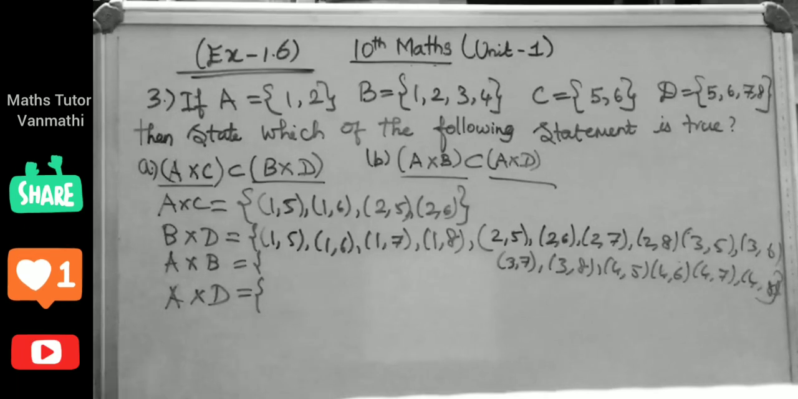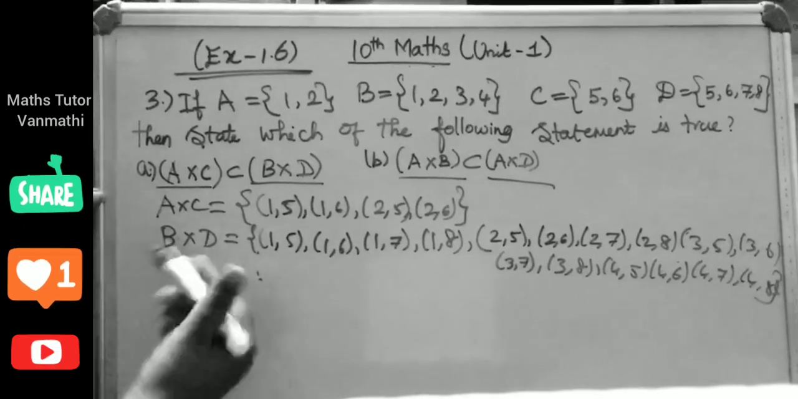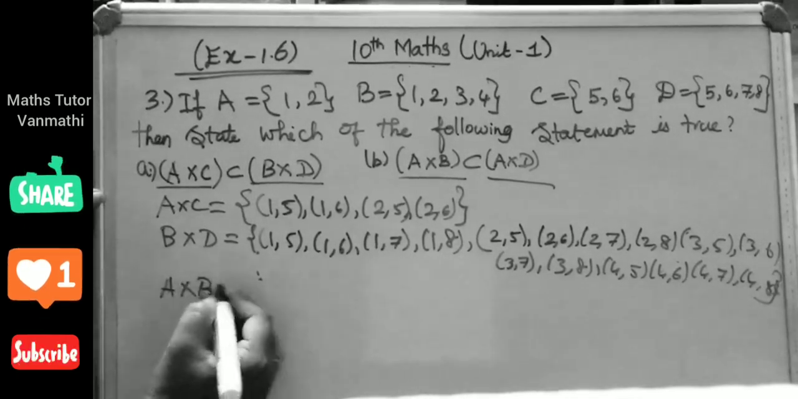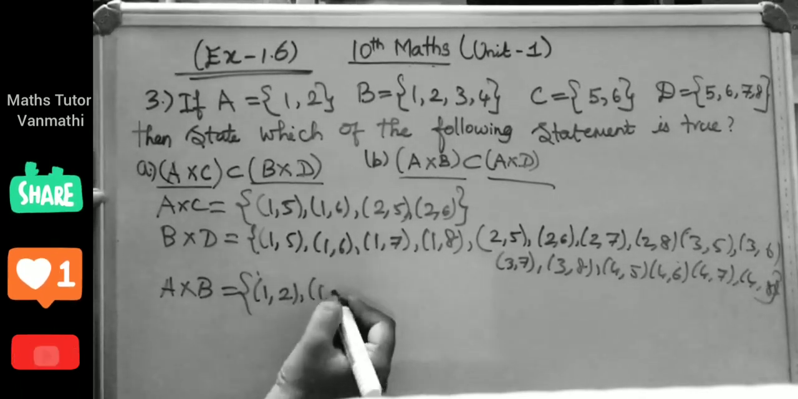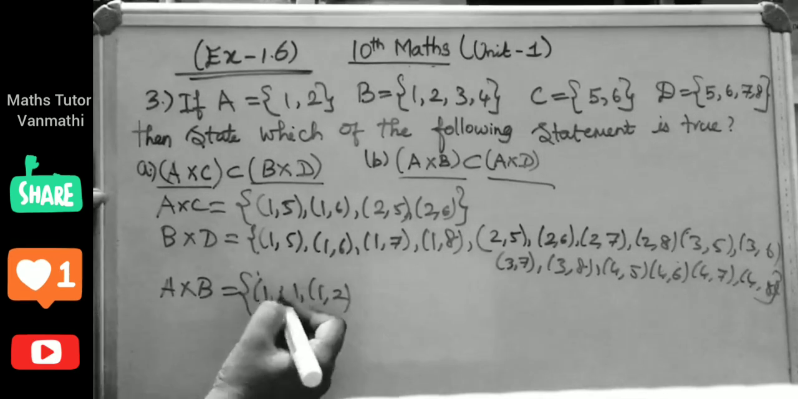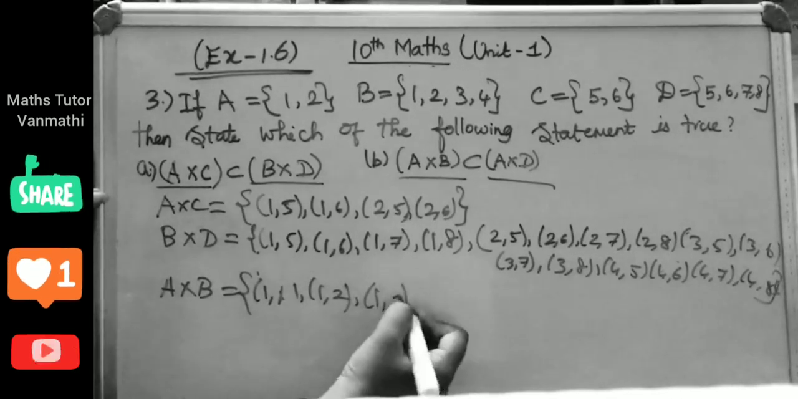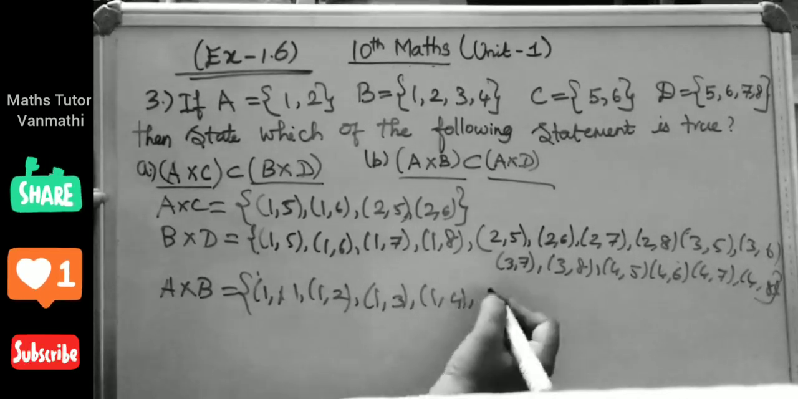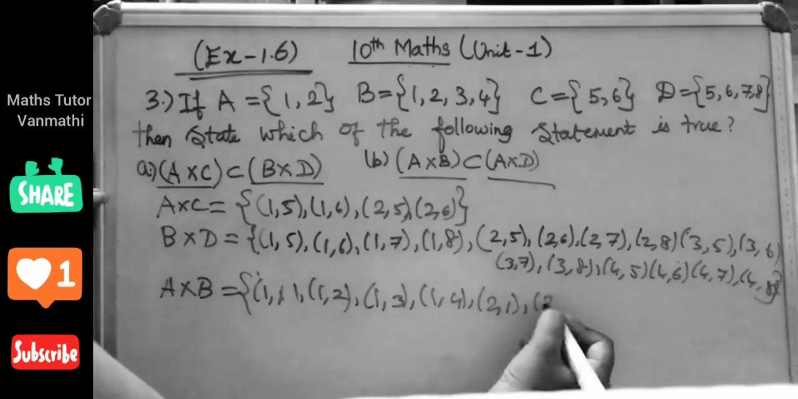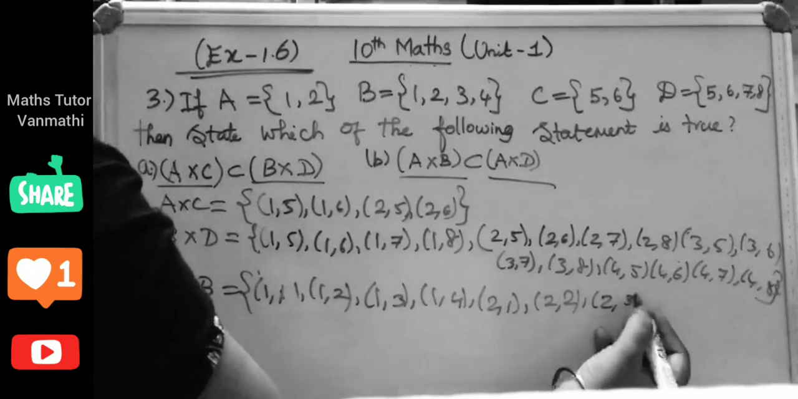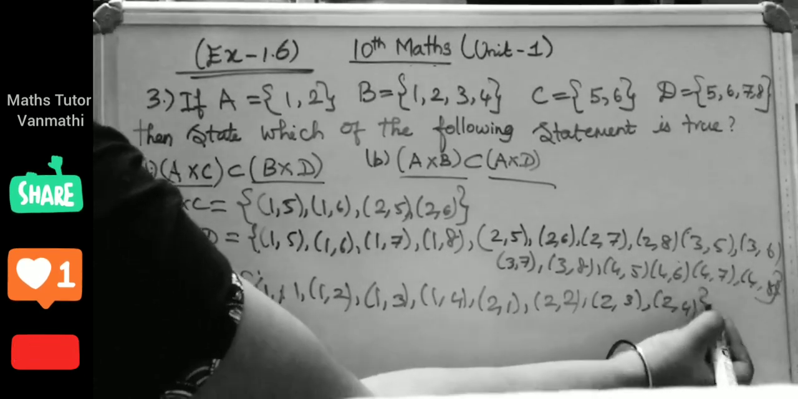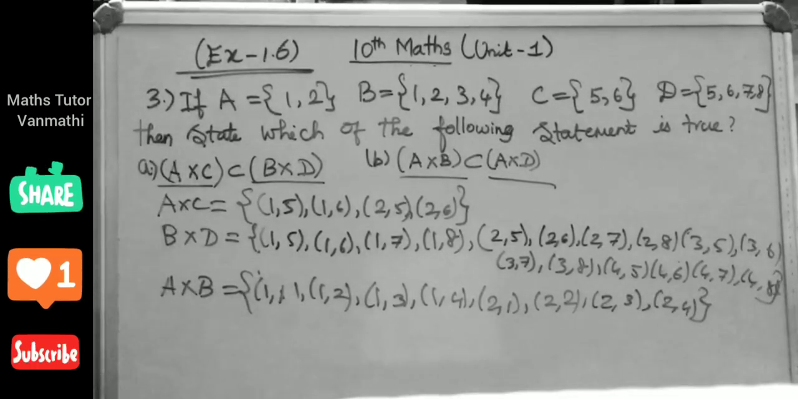And next is your A cross B. A cross B is nothing but A and B: (1,1), (1,2), (1,3), (1,4), (2,1), (2,2), (2,3), (2,4). Clear? This is your A cross B.